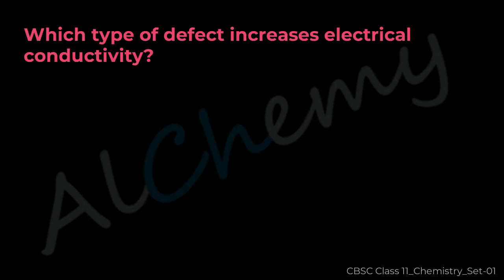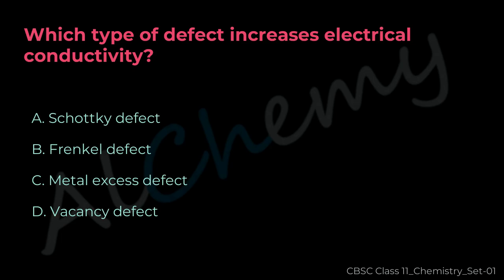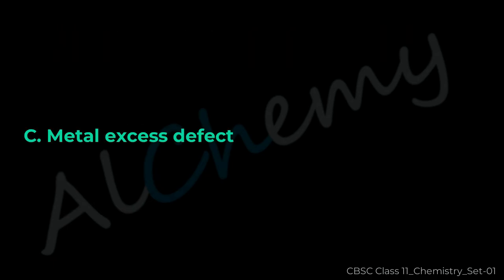74%. Question 47. Which type of defect increases electrical conductivity? A. Schottky defect, B. Frenkel defect, C. Metal excess defect, D. Vacancy defect. The correct answer is C.